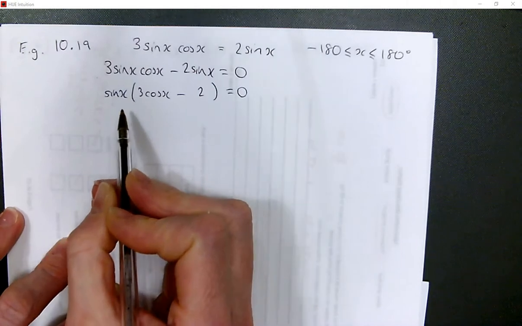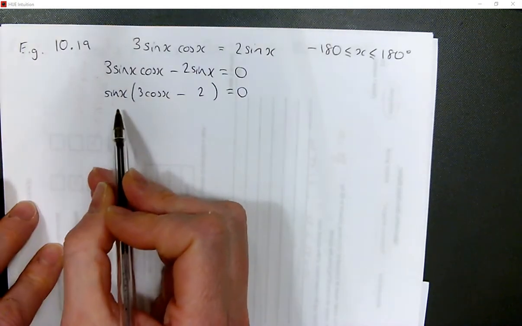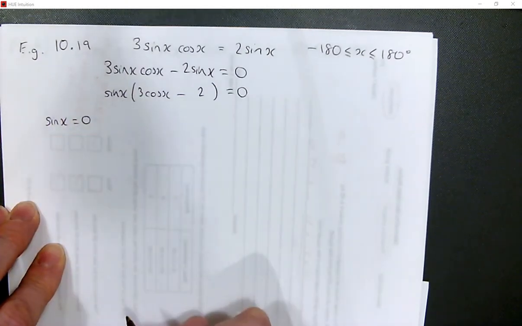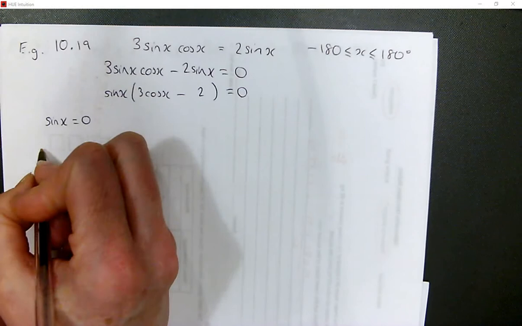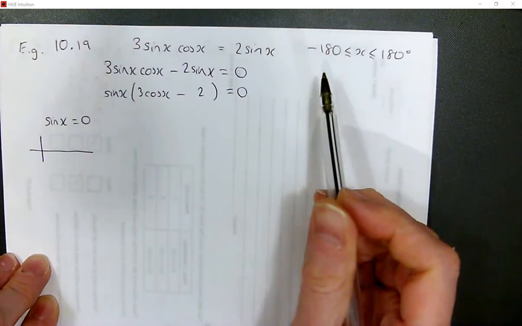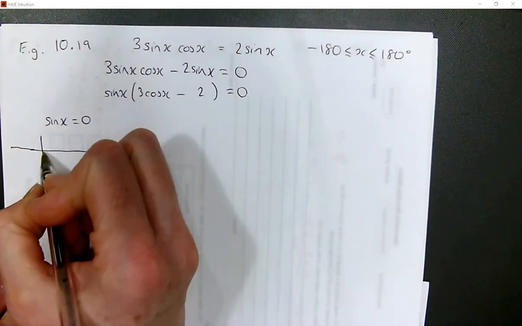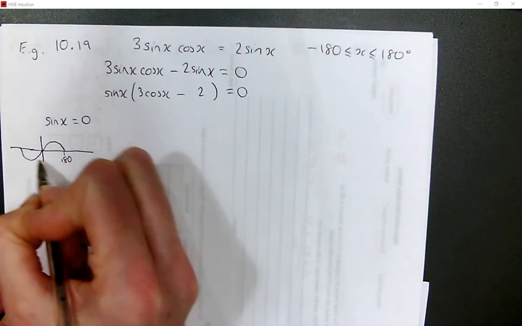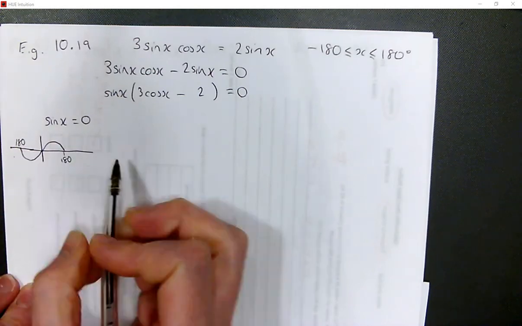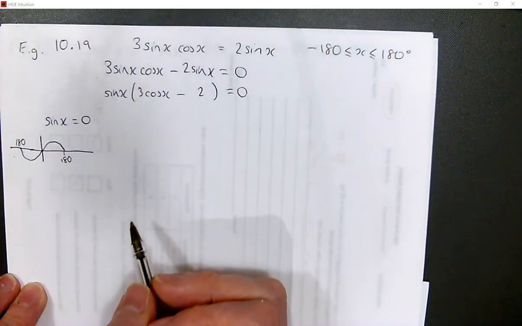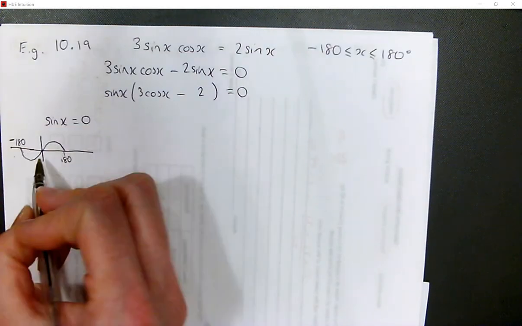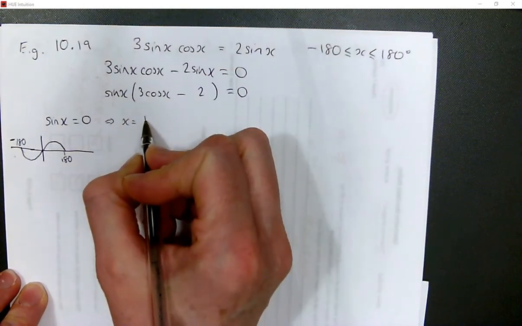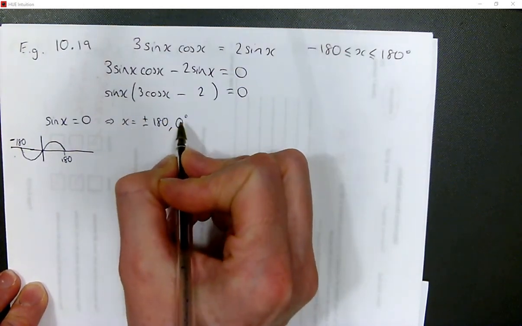Okay, right. Now this means that one of our solutions is when sine x is 0. I am going to draw the graph, shock horror for this, from minus 180 up to 180. Right, so we can see that sine is 0 at negative 180, 0 and 180. So this gives us x is plus or minus 180 and 0.